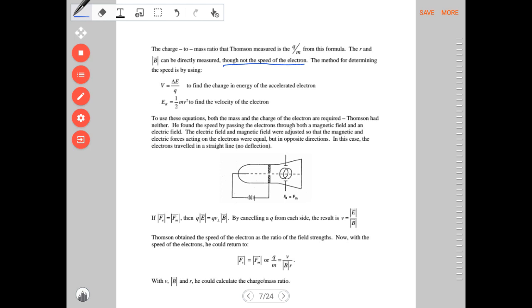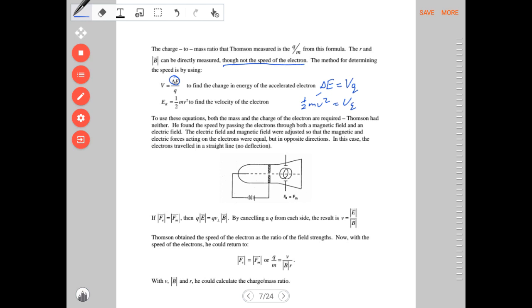So what he did is, knowing with all the electrics we've done, you can figure out the change in energy of an accelerating electron. So that is delta E equals delta V equals E over Q. So we've seen that formula before. We usually rearrange it to energy is voltage times charge. And then EK is 1/2 mv squared. So this part here is 1/2 mv squared, so equals VQ.